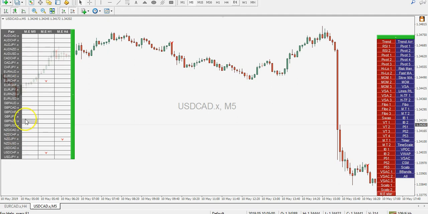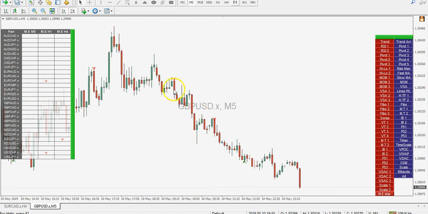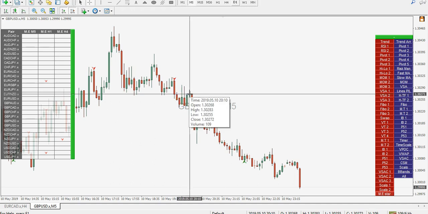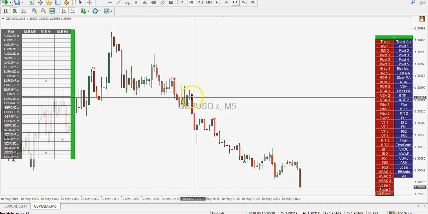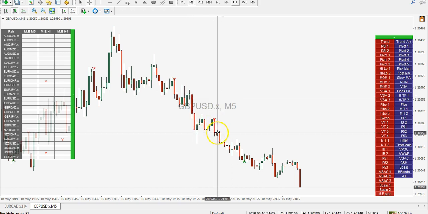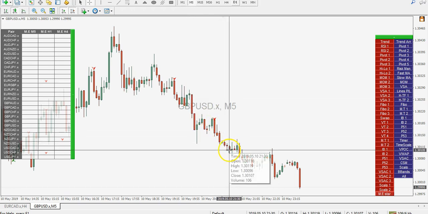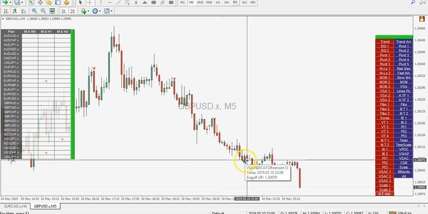Okay guys, this is how we can trade binary options, instead of just randomly clicking. This is GBP USD, and now look at this: 5, 10, 15, 20, 25, 30. This was like a draw. And this one is 5, 10, 15, 20, 25, 30, a winner. And this one is a loser.